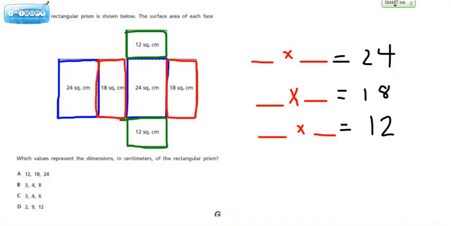It says, the net of a rectangular prism is shown below. The surface area of each face is labeled. Which values represent the dimensions in centimeters of the rectangular prism?